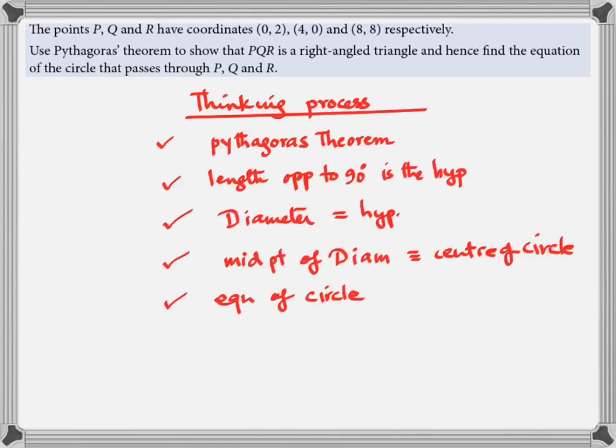Thinking process. Find the distance PQ, QR, PR. Leave the answer in surd form. If they fulfill Pythagoras theorem, that means it's a right angle triangle. Whatever is the greatest length, the point opposite to the greatest length would be the 90-degree angle. The greatest length would be the diameter. Half of diameter would be the radius. Midpoint of the diameter would be the center of the circle. One small question, too many things to think.